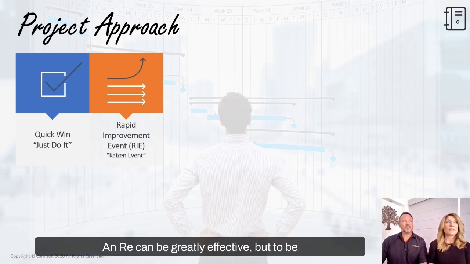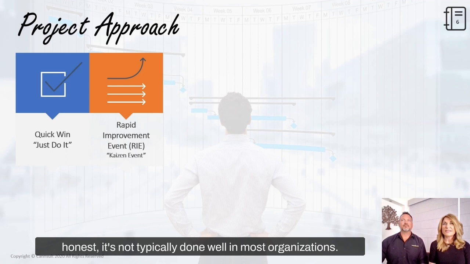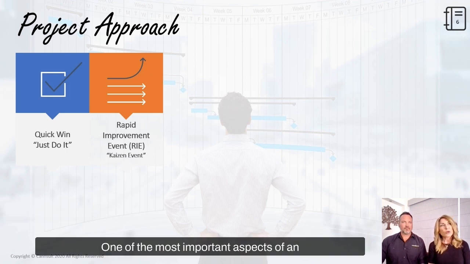An RIE can be greatly effective, but to be honest, it's not typically done well in most organizations. As with all methods, it takes skill and experience to do this well. But when done right, the results can be amazing. One of the most important aspects of an RIE is knowing when it's the right approach. RIEs should be included in the project portfolio, as it takes resources to prepare for the event, participate in the event, and then take on the follow-up actions. And the key to being able to do those steps well is support from the sponsor.